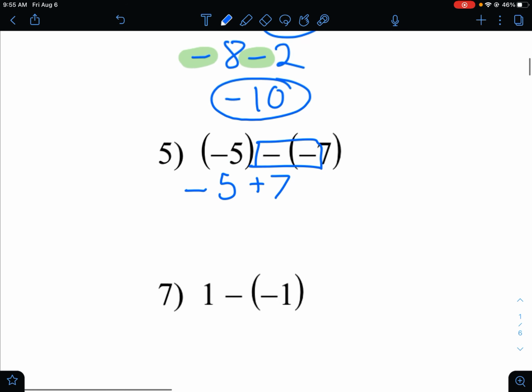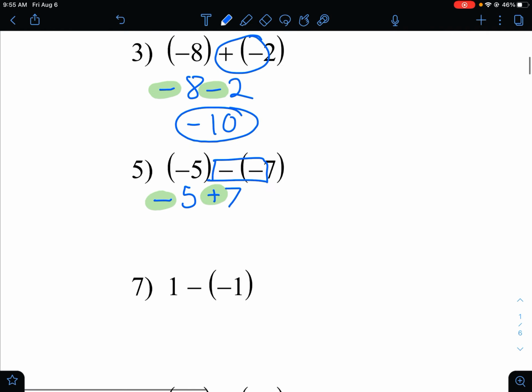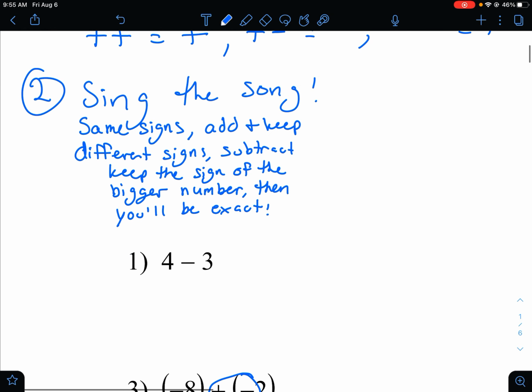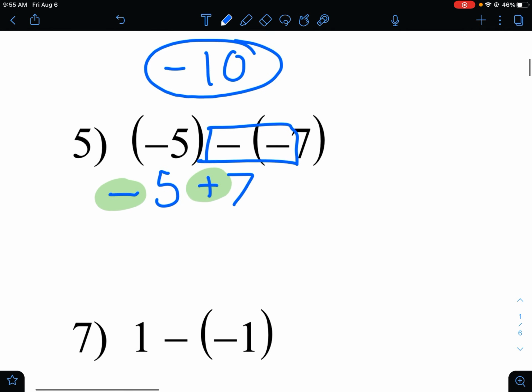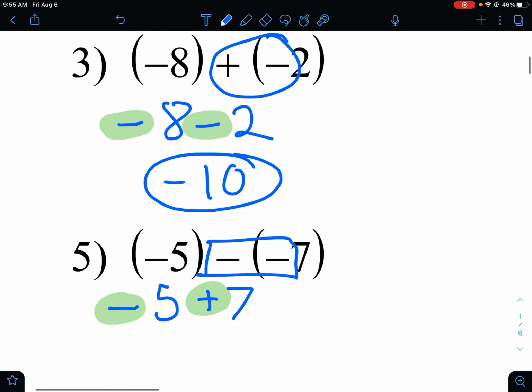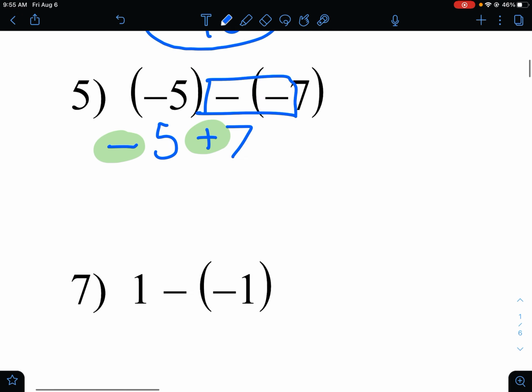Now I look and I've got a negative sign and a positive sign, or a minus and a plus. So we have different signs. If we go to our song, it says different signs subtract. What I mean by subtract is you just subtract the numbers in your head. You ignore any of the signs, you just do big number minus small number. 7 minus 5 gives me 2. So different signs subtract, and then you keep the sign of the bigger number. My bigger number is 7, and the 7 is positive.